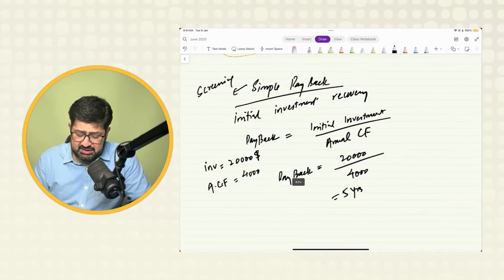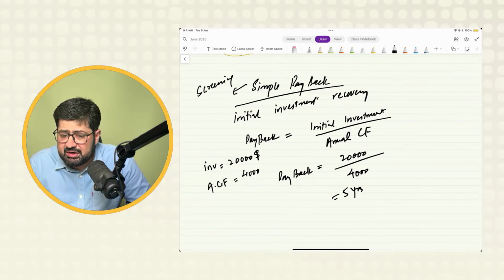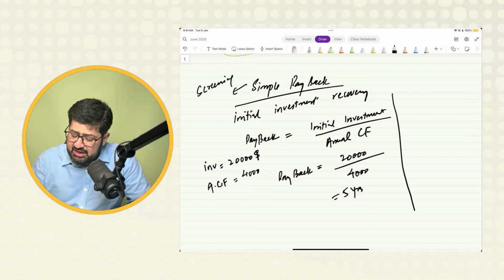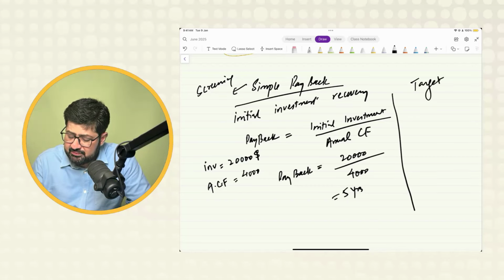Now, the point is whether a project is acceptable or not. Again, the company has a target payback.